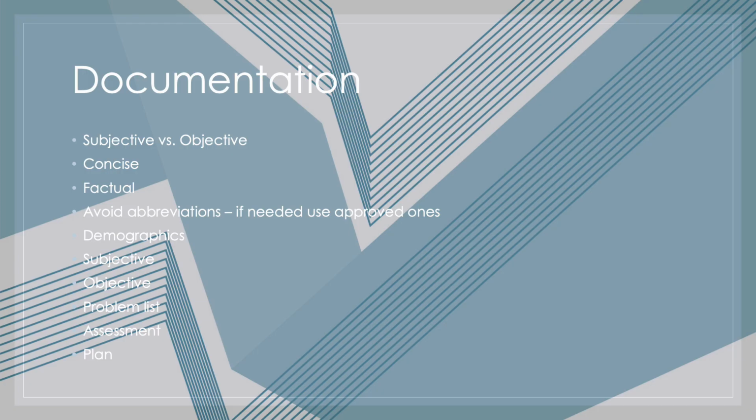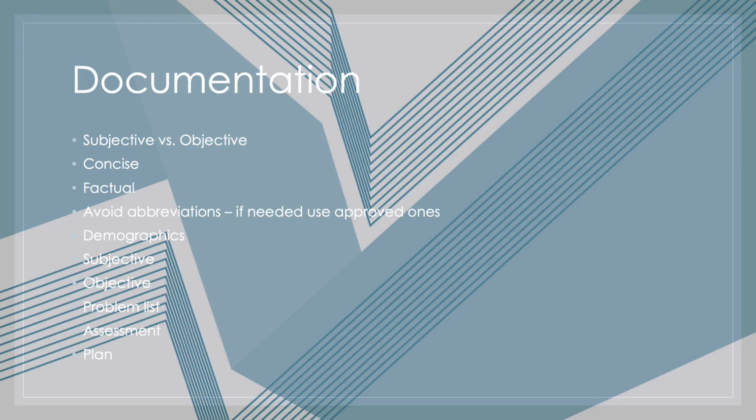So we want to make sure we are sticking to the facts and not putting in any of our own assessments and judgments for 2 reasons. 1, they don't have a place in the chart, but 2, it may prevent us from finding out what is actually happening and why this individual may present disheveled. We want to make sure that we avoid abbreviations, and if we have to use them, that we use approved ones. A chart should include the demographic information. So this is going to be their name, preferred pronouns, their age, ethnicity and race, insurance information. All of the demographics are going to be captured.